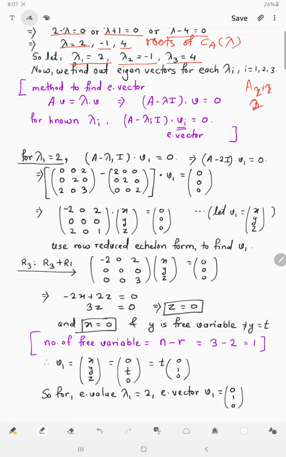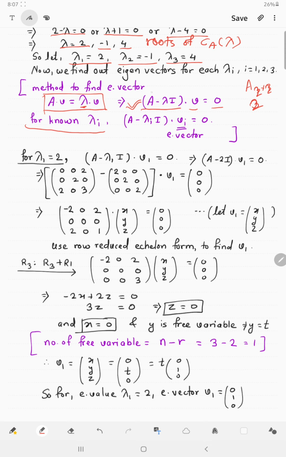Now how to find the eigenvector? We must remember this equation, A V equal to lambda V. Here A is a matrix, V is an eigenvector corresponding to eigenvalue lambda. This equation can be written as (A minus lambda I) into V equal to 0. We have seen this in the previous equation. For known lambda i, this is our equation.